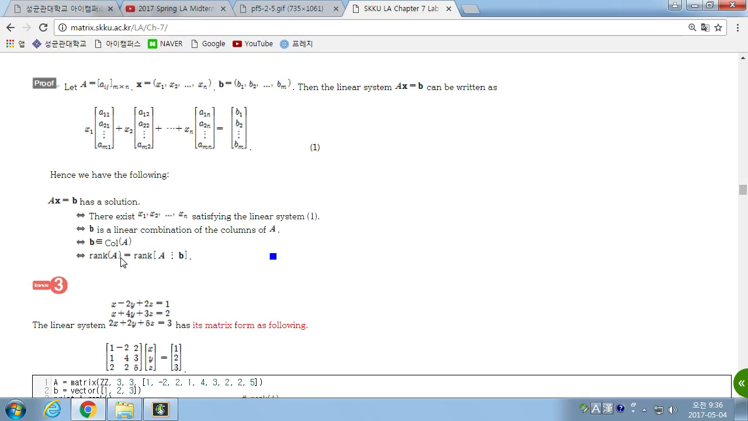So if this is true, then B is in the column space of A. So B is a linear combination of columns of A. So there exists Xi's that satisfies this, which means AX has a solution. This is a if and only if statement.